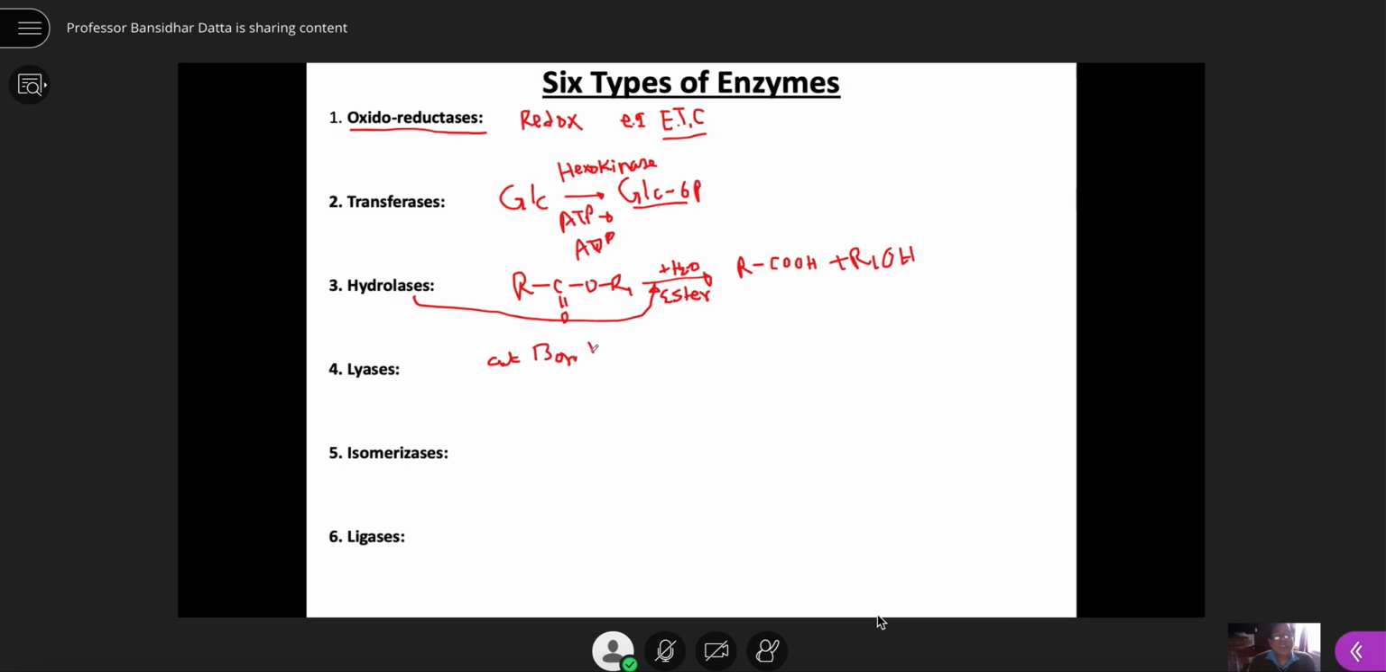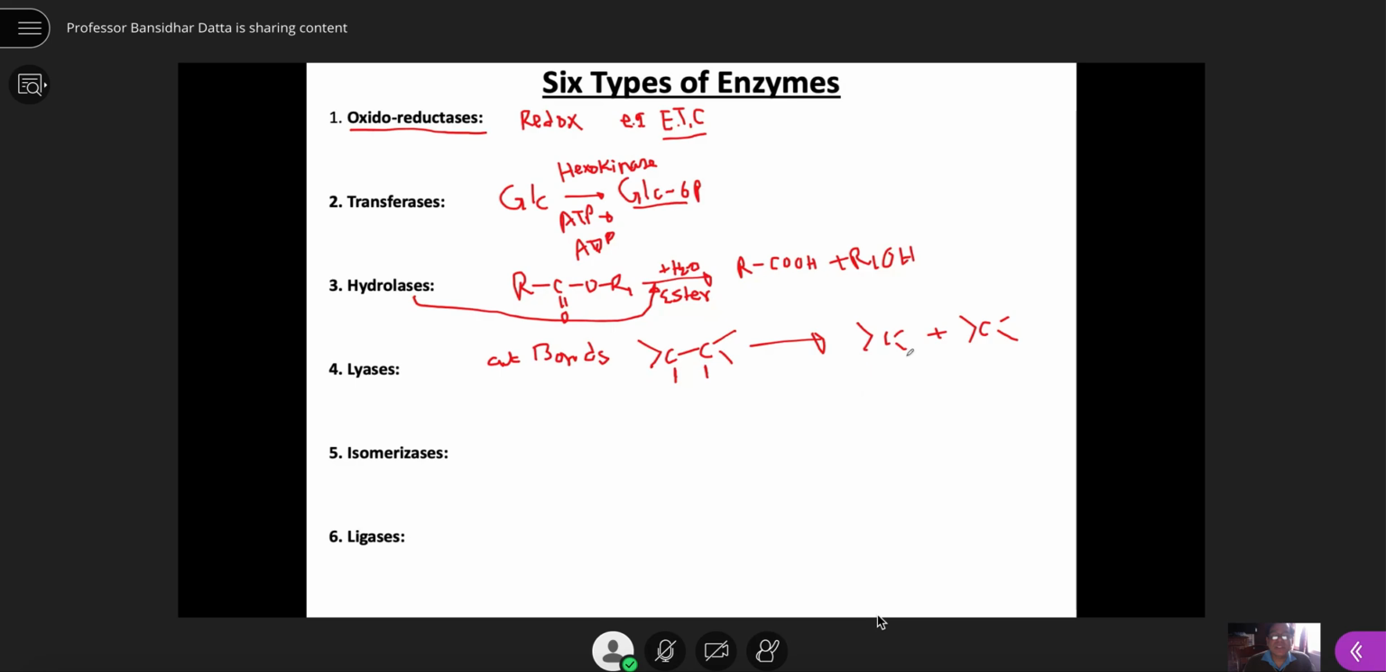Cut bonds. What type of bonds do they cut? They can cut any type of bond. For example, let's say you have a C bound to a C. Carbon has 4 bonds, remember? So you have a CC bond. And this one can cut into C plus C. Can anyone give an example of this? So it's a carbon-carbon linkage. This cuts the carbon-carbon bond.